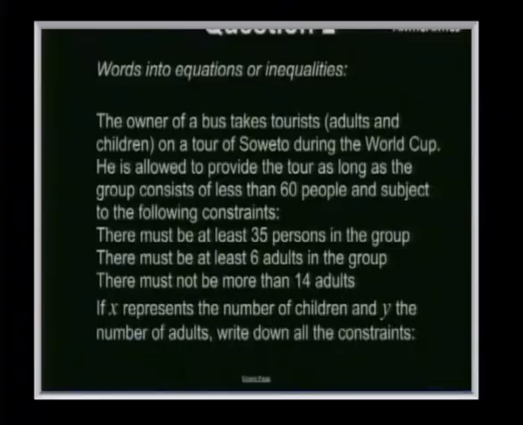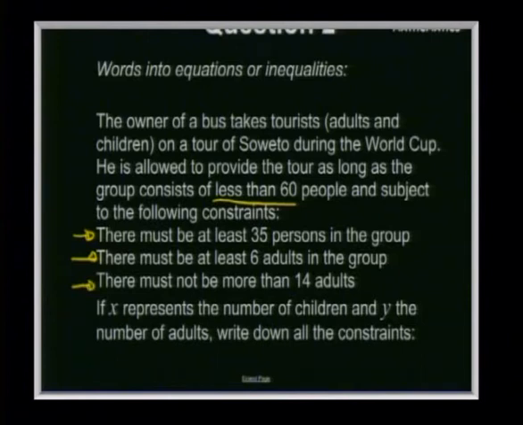He's allowed to provide the tour as long as the group consists of less than 60 people. Aha, less than 60 people, some information. And subject to the following constraints. There must be at least 35 persons in the group. It's got to be 35 or more, but not bigger than 60. There must be at least 6 adults in the group, and there must be not more than 14 adults. So it looks like there's going to be adults and children.